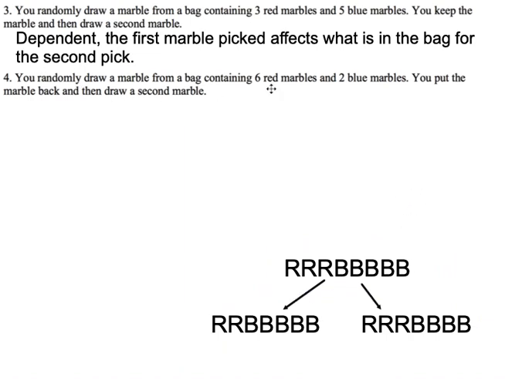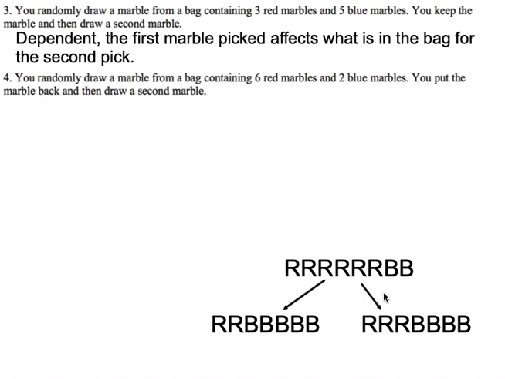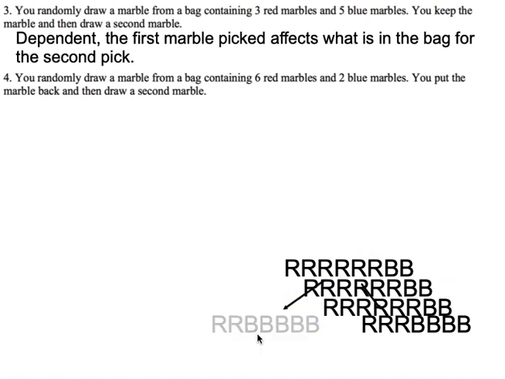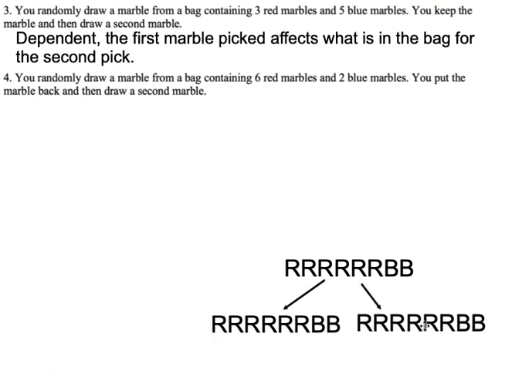You randomly draw a marble from a bag containing 6 red marbles and 2 blue marbles. You put the marble back and pick a second marble. So this time there are 6 red marbles and only 2 blue marbles. Now, if you pick a red one, it doesn't matter, you put it back. If you pick a blue one, it doesn't matter, you put it back. So it does not matter what you picked the first time because you put it back. What is in the bag the second time is not affected. Therefore, it is independent.